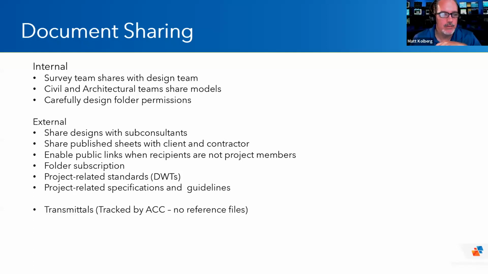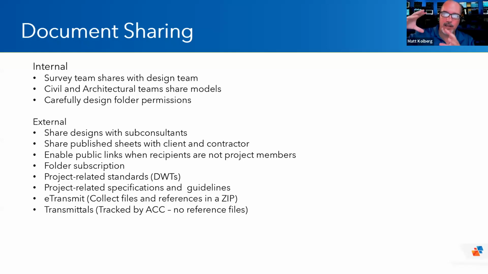What things are we going to share with external consultants? Well, project related templates or standards like drawing templates, specific specifications and guidelines. And then finally files, right? So there's something in Autodesk Docs ACC called Transmittals. Don't confuse that with eTransmit. Transmittals is you picking a bunch of files. If there are references, the transmittal process doesn't get those references. So it's best practice to, if you need to send files that have XREFs and DREFs, do an eTransmit on those first. You got a zip file. Then you can create a transmittal with ACC.